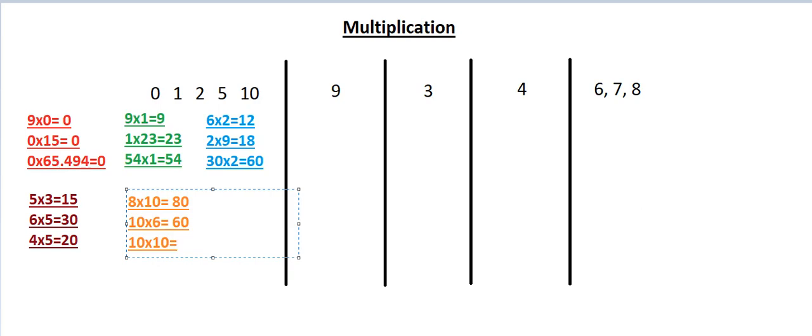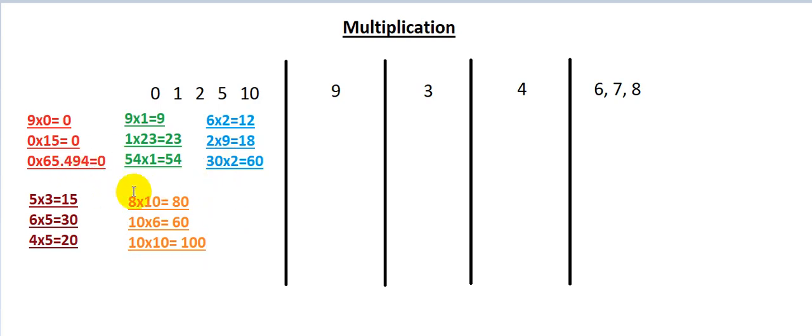Okay, this is a little trickier because I'm multiplying 10 with 10. But 10 already has a 0 at the end, but that doesn't matter. It had it before I did the multiplication. So I need to put another 0 at the end and make it 100.